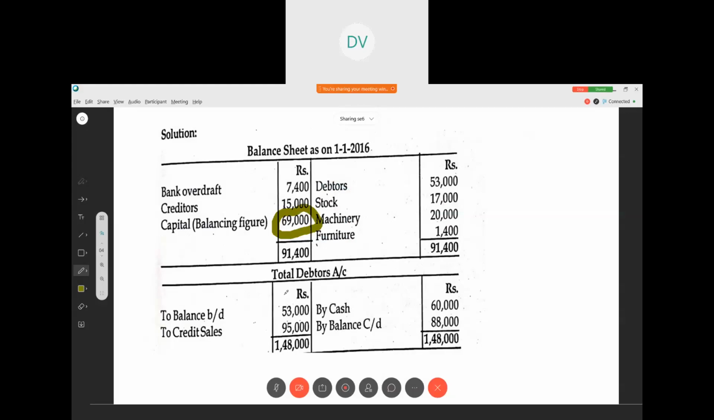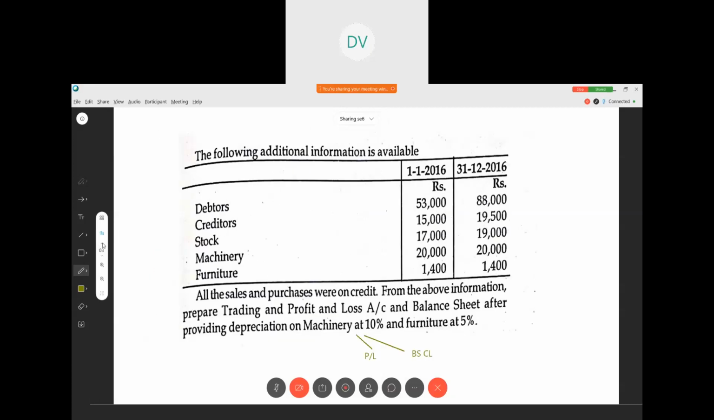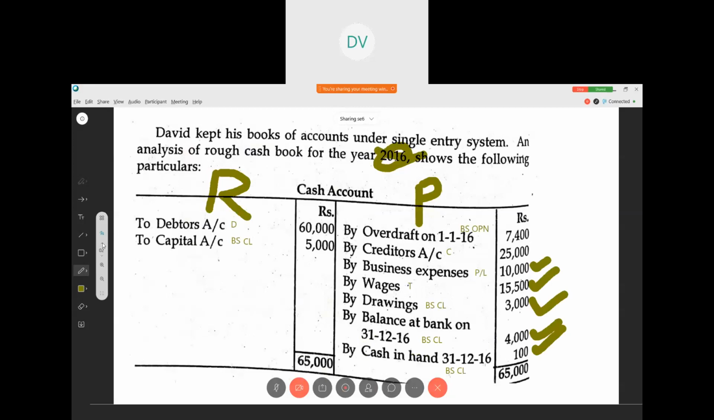So you know, total debtors, you have worked out so many problems, right? Total debtors always shows debit balance. So debtors account. What is the debtors balance? They have already given 53,000. Correct. And cash. I told you, cash received from the debtors 60,000. So this you'll get in the cash book, right? Debtors, 60,000. This we have to write.